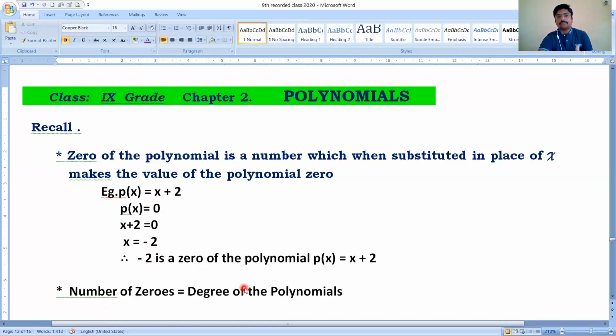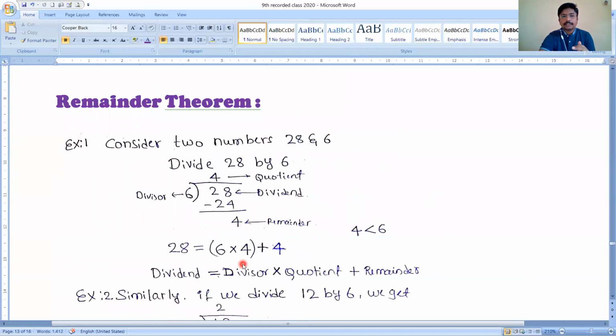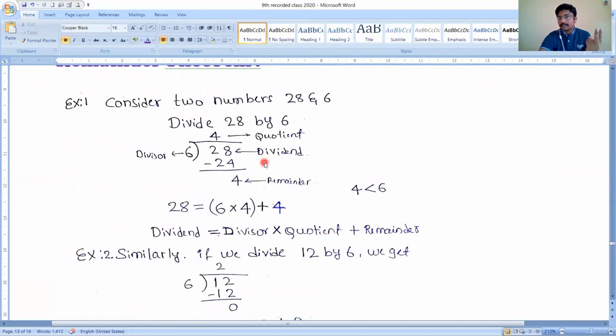In this class we start with the remainder theorem. I will explain this later. Now I am considering a few examples. Basic things we have to explain first, then we will go for the remainder theorem. Consider two numbers, 28 and 6. Divide 28 by 6 using the division method. Here 28 is the dividend and 6 is the divisor.